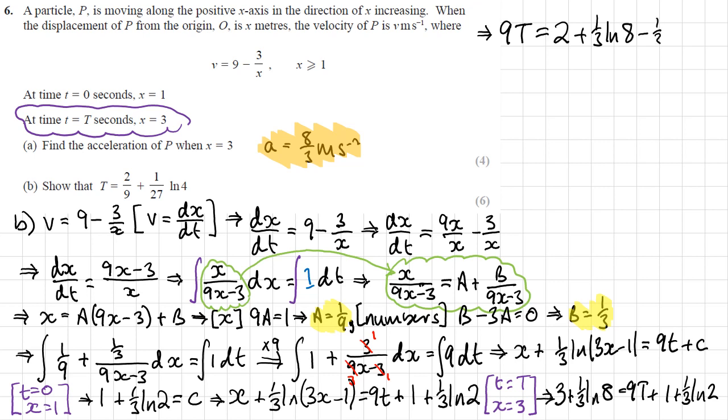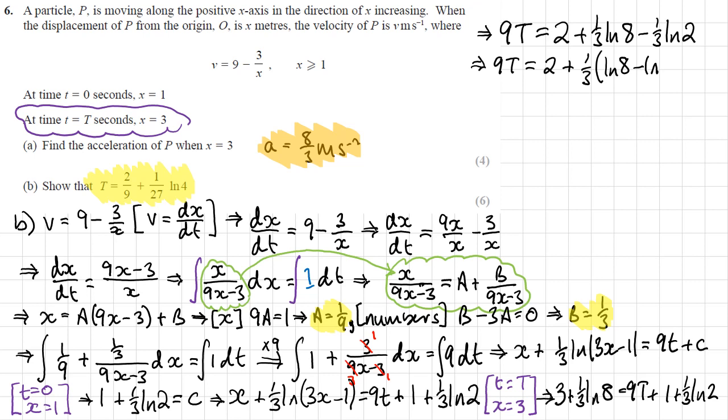Now we need to keep an eye on what we're trying to get to, so there's no point doing particular things unless we're heading towards this type of answer. So I can see that I need to divide both sides by 9. We'll do that in a minute, but let's put these two logs together. So what that will give us is 9t is equal to 2 plus, we can take out a third, and then in brackets we'll have log 8 minus log 2.